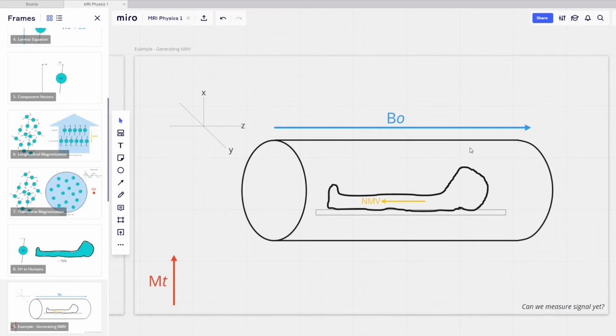So the question is, are we done? Can we measure signal now? Can we get to the whole point of this MRI business? And the answer is no.